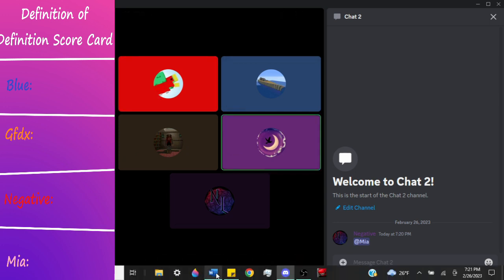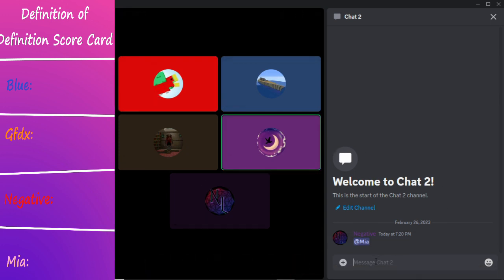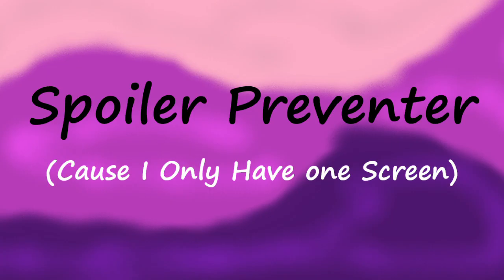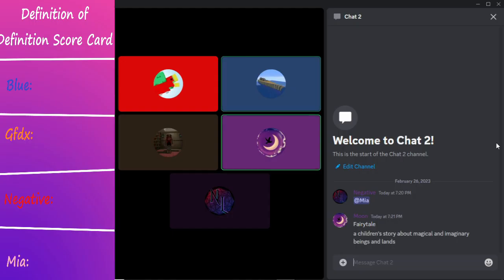What we start with usually is a word. My example word is going to be our theme for today, which was picked by an AI generator, which is fairy tale. From that, we find the definition: a children's story about magical and imaginary beings and lands. What we then do is pick the main words within that definition: children, story, about, magical, imaginary, beings, and lands, and we pick all the definitions out for them, which would look something like this.